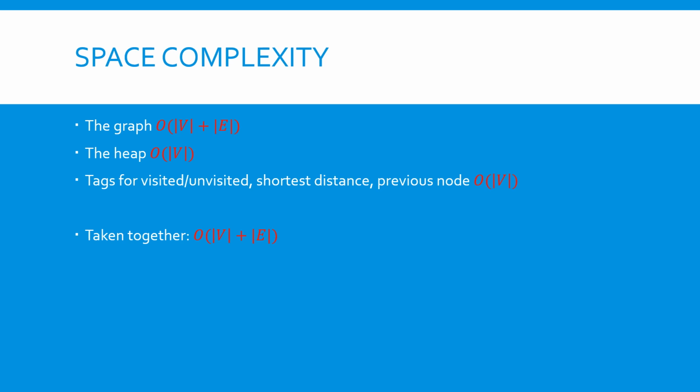For the space complexity, we need three main data structures. First, we need to store the input graph. We can do it using O(V plus E) space with an adjacency list. Second, we need a heap to store the total cost, which takes up another O(V) space. Third, we need an array to record, for each node, whether it has been visited, what is its shortest path length, and which one is its former node in the shortest path. The array again requires O(V) space. Taken together, the space complexity is O(V plus E).